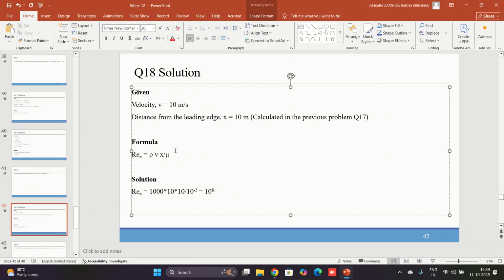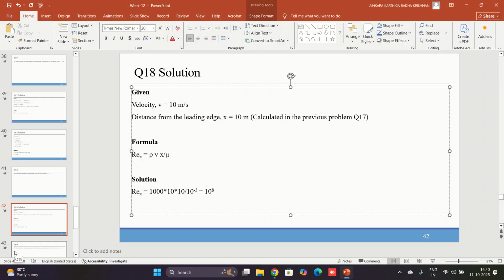Rex is equal to rho v x by mu. So rho is 1000, v is 10, x is 10, divided by mu, which is 10 power minus 3. That gives us actually 10 power 8, because 10 power 5 in the numerator divided by 10 power minus 3 in the denominator gives us 10 power 8. So the Reynolds number is 10 power 8.